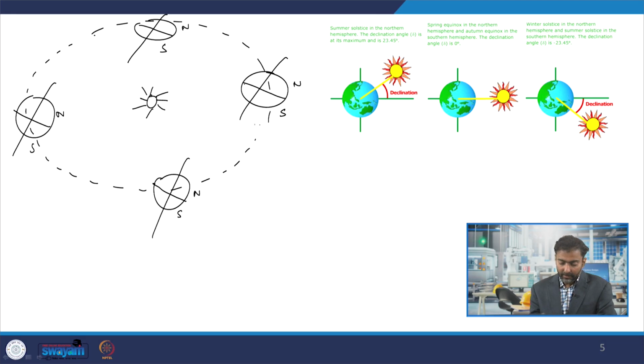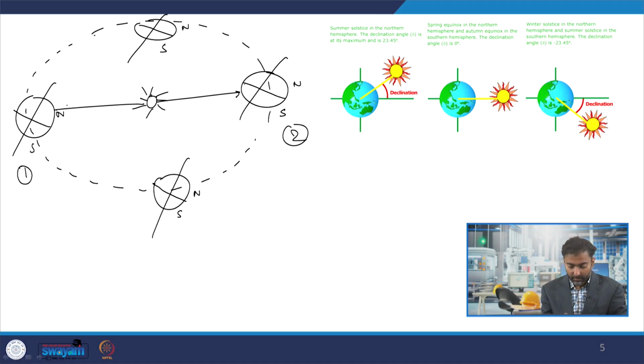So, if you see especially these two positions, let us say I call this position 1, this one position 2. In position 2, the sun's rays are falling directly over the southern hemisphere, whereas in position 1 the sun's rays are directly falling on the northern hemisphere. So, these are two solstices. Position 2 is also what we call the winter solstice, when the sun is directly overhead on the southern hemisphere and at its extreme value.